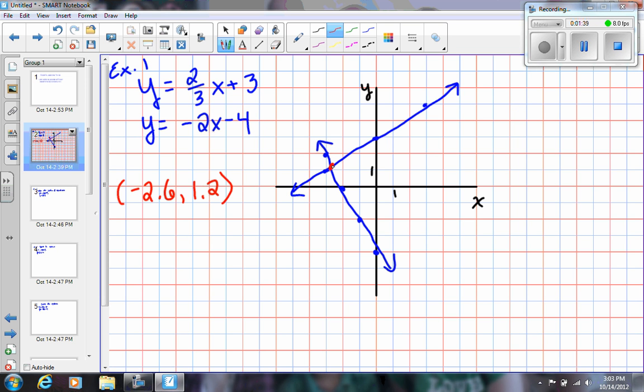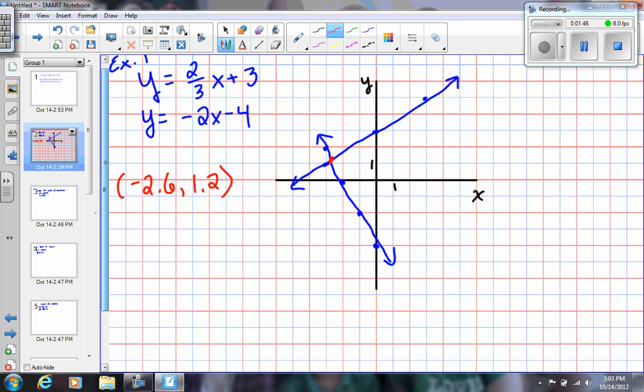Now remember, I said that the solution makes both equations true at the same time. The x value and the y value have to be the same. So what we can do when we have both equations set equal to y, so we have y equals 2/3 x plus 3, y equals -2x minus 4, then it must be true that 2/3 x plus 3 has to be equal to -2x minus 4. So when both of them are set equal to y, we can just substitute these two values and say that they're equal to each other. Now I'm going to solve this for x.